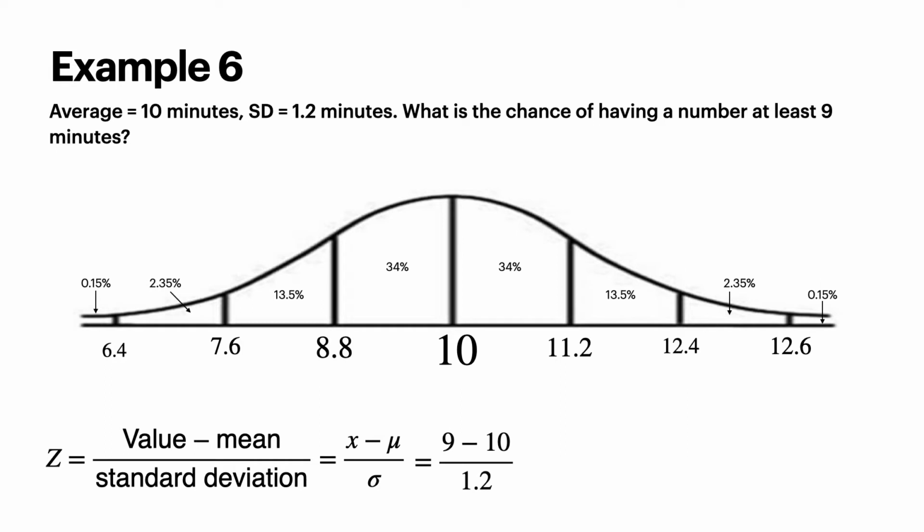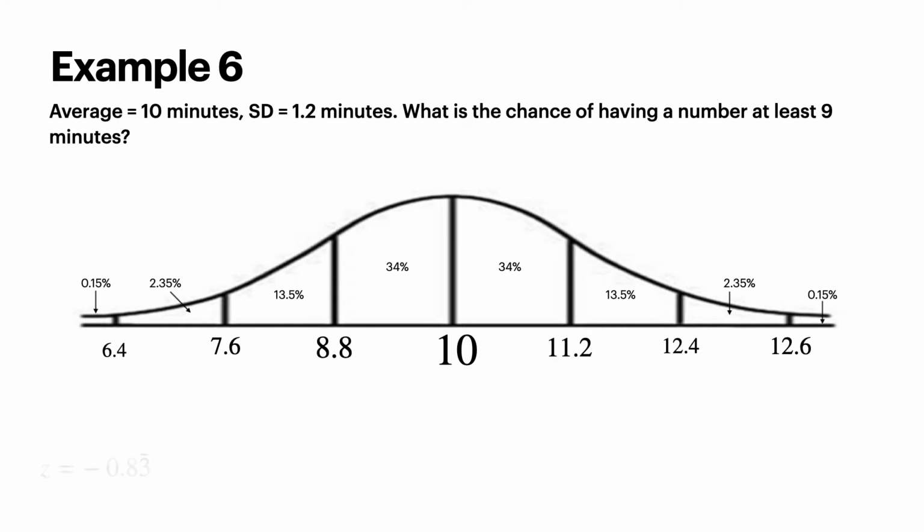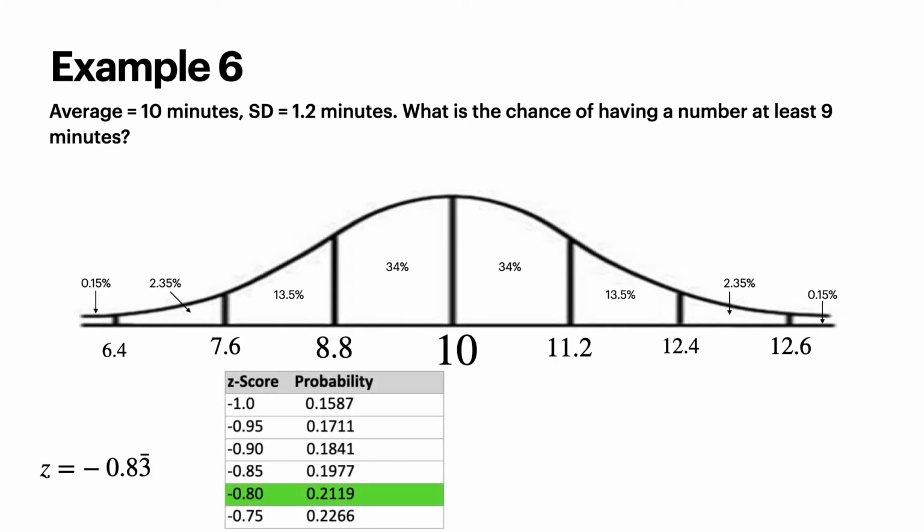So if we use the z-score, we can calculate it. I'll replace it with the numbers that I need. 9 being the value that I'm interested in. 10 being the mean for this. And standard deviation is 1.2. So I find negative 0.83 repeating when I calculate this. So that's my z-score. Now I'm going to look at the table and see what probability corresponds with this. So with our table, the closest I got was negative 0.8, and that's a probability of 21.19%. Okay.